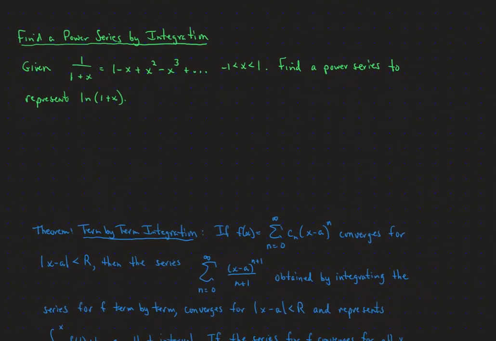So here's another idea. We can integrate to find a new series for a new function. If we integrate the left side, the integral of 1 over 1 plus x is going to be the logarithm. And if we integrate the series term by term, we're going to get the integral of 1 is x, and then minus x squared over 2, then plus x to the third over 3, and minus x to the fourth over 4, and on and on and on. That's another thing we can do, and that's going to work as well.